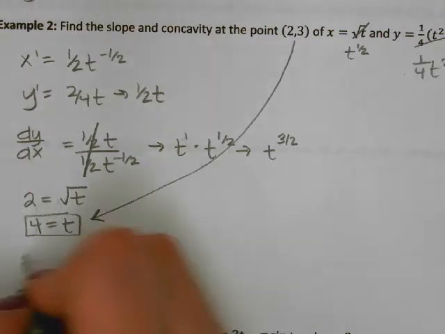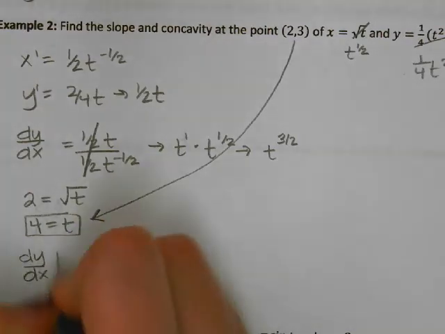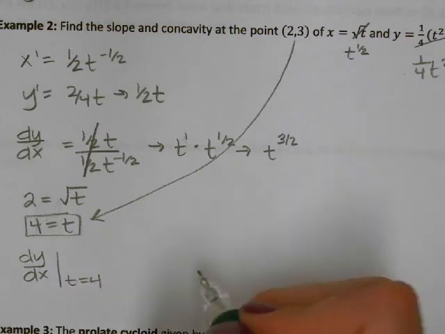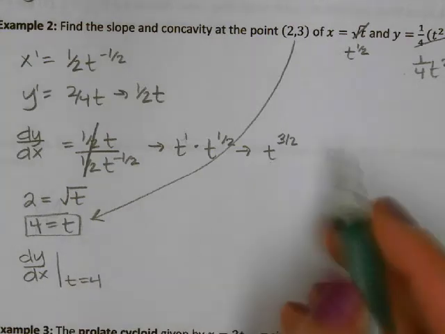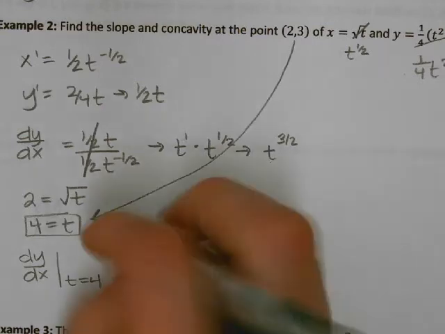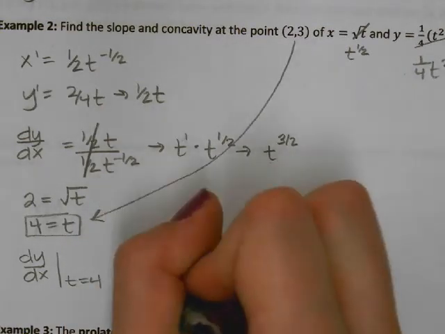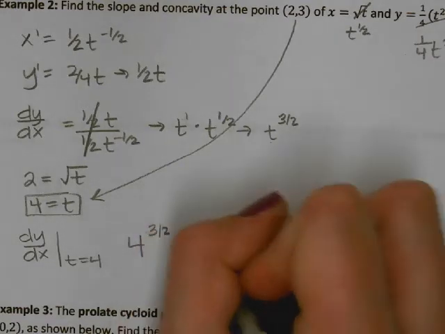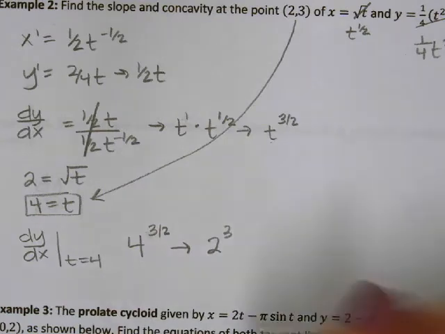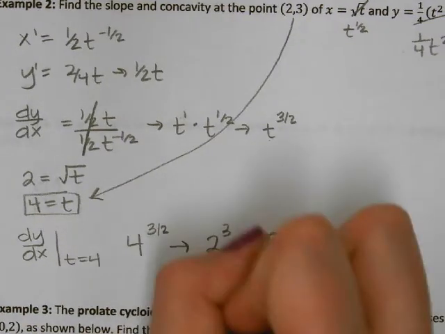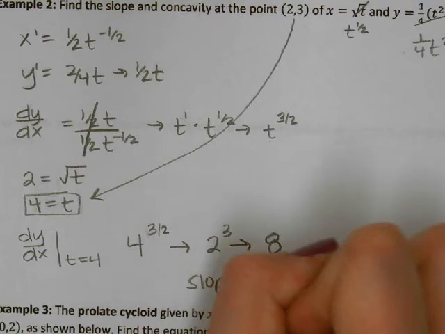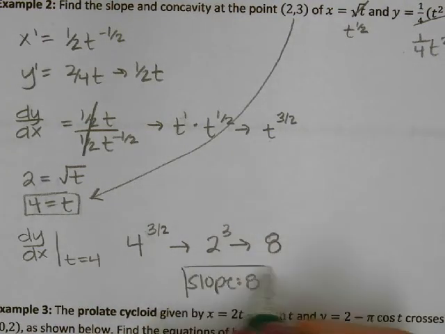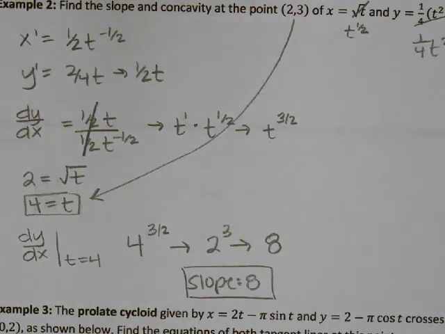Now if I want to know my slope at that point in time, my slope is going to be 4 to the 3/2. I'm taking that general equation and plugging in t for this specific moment. So 4 to the 3/2 really means the square root of 4 raised to the 3rd power. The square root of 4 is 2, raised to the 3rd power, and 2 to the 3rd power is 8. So the slope at the point (2, 3) is 8. So it's fairly steep there.